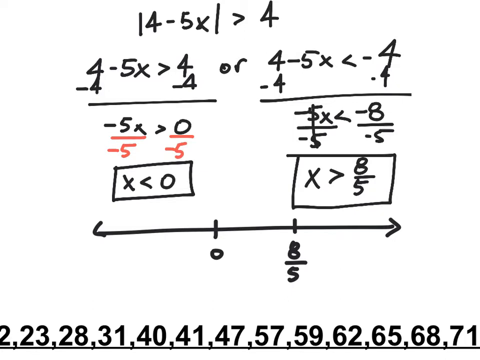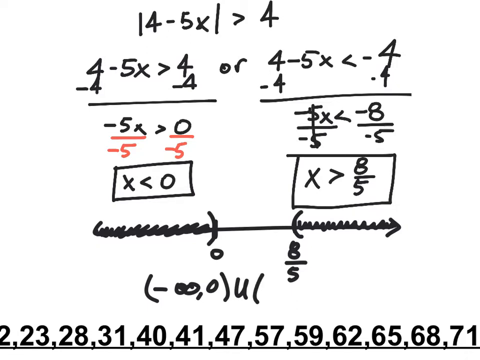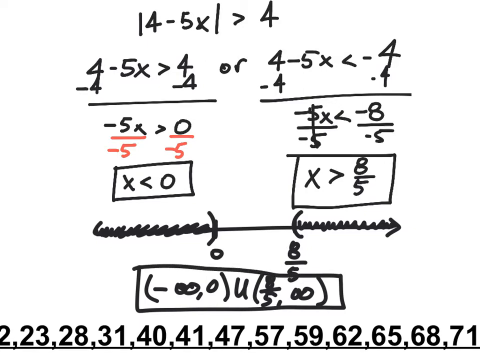Now what I've got is that x is less than 0, so I'm going to shade this way. That we're smaller than 0, and x is larger than 8/5, so I'm going to shade this way. And so then, in interval notation, I would write this as negative infinity to 0, union with 8/5, comma, infinity. Okay, sorry, I'm getting a little bunched up over here, but that's my answer.